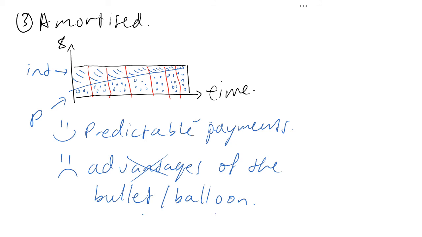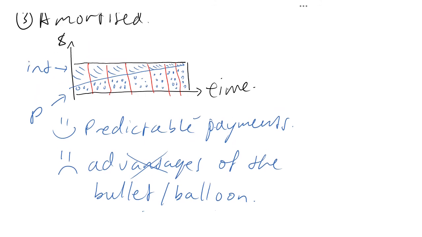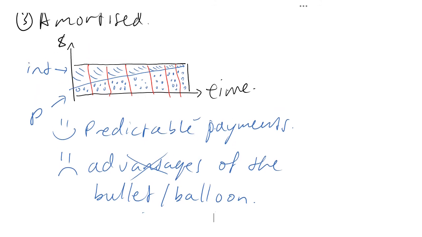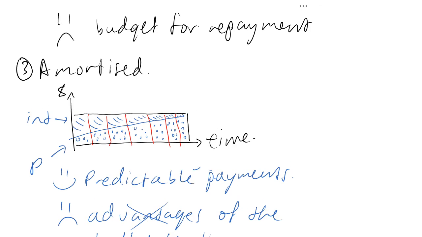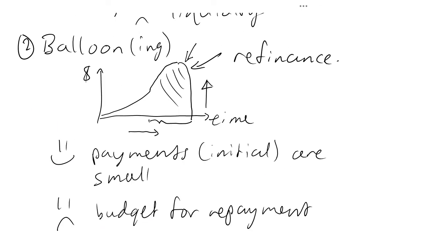So there you have it, the amortized loan. So that completes my short little coverage on the 3 types of loan.